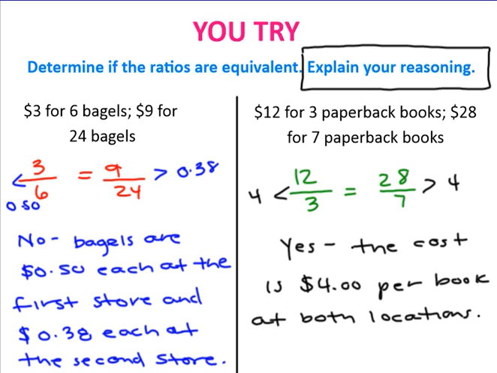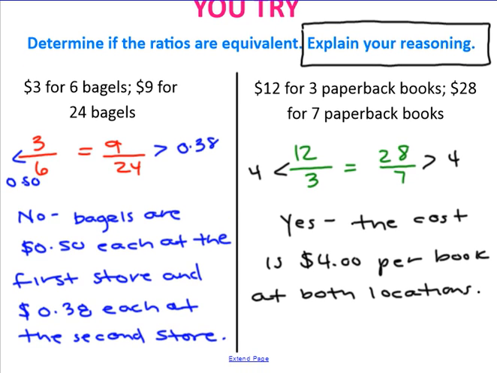Okay, go ahead and pause if you're not done. So for the first one, they are not equivalent. And when you give your reasonings, you need to give your unit rates. So no, they are not equivalent because the bagels are 50 cents each at the first store and they're 38 cents each at the second store. So when you divide this one, you actually get 0.375, but because we're talking about money, I went ahead and rounded to the hundredth spot.